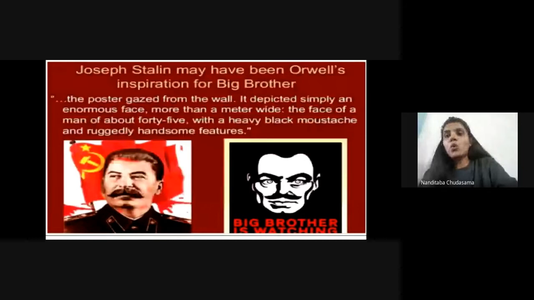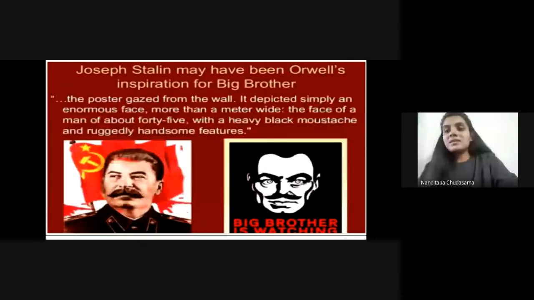One example is that the inspiration for the Big Brother, which led George Orwell to write 1984, is Joseph Stalin. Now the question arises: who is Joseph Stalin? So this is the poster, and I have compared both Big Brothers. On the right side is the Big Brother of the novel, and on the left side is the real Joseph Stalin. The poster gazed from the wall, and it depicted simply an enormous face.